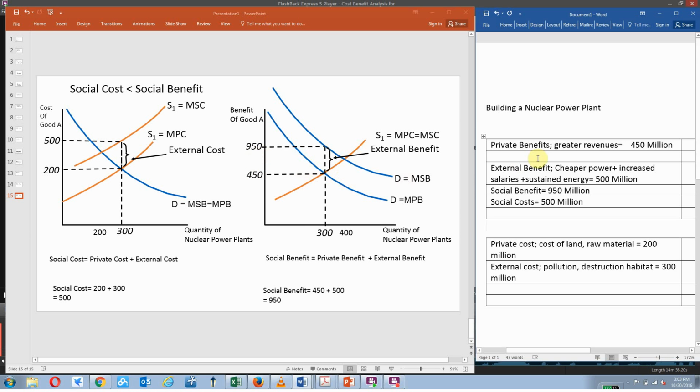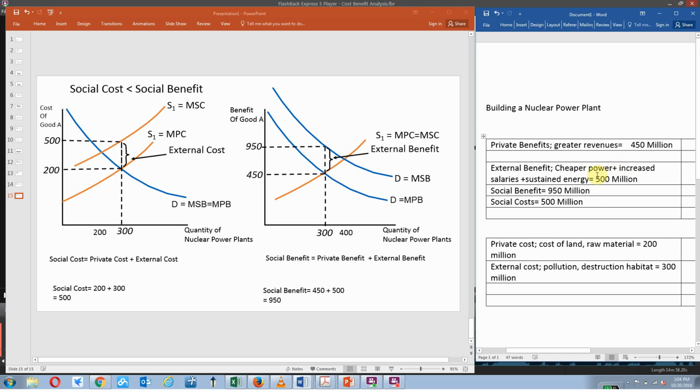So the private benefit of these same 300 nuclear power plants is not the benefit of the last slide. Now there are 450 in revenues. What I mean is it could be either a smaller revenue or a bigger revenue depending on where and how you produce the power plants. So in this example, the revenues are greater than the previous slide. And the external benefits are cheaper power and increased salaries. So the sustained energy is now a little bit more beneficial.